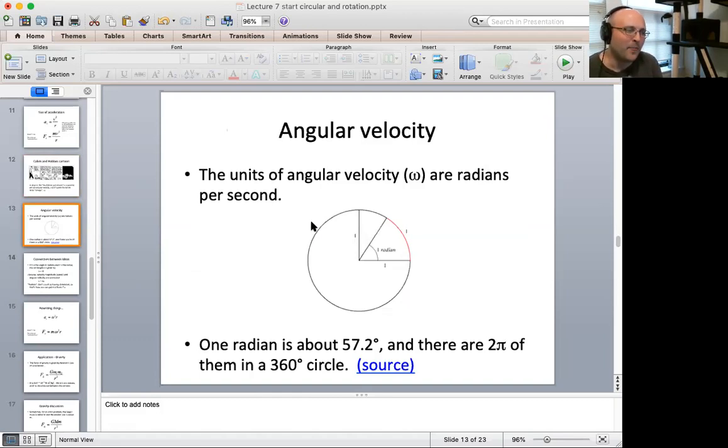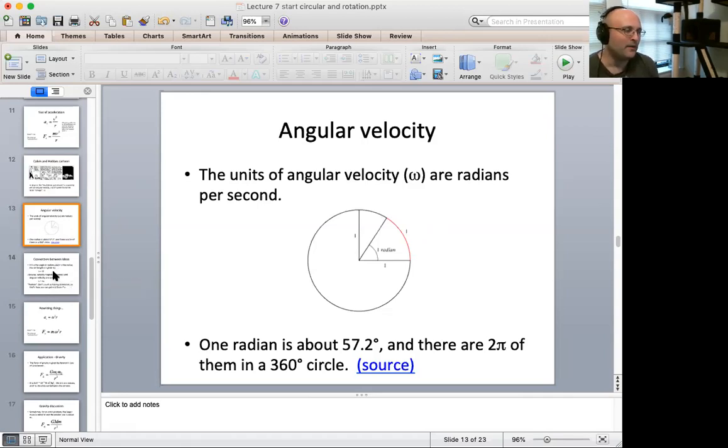A radian is an angle that cuts off part of a circle so that the arc you cut off is the same as the radius. It's about 57 degrees, and 360 degrees for a circle is the same as 2 pi of these radians. Radians are used because they're dimensionless. They directly connect a circle's radius with the distance along the arc. So this red line is going to be called S on my next slide, I believe.